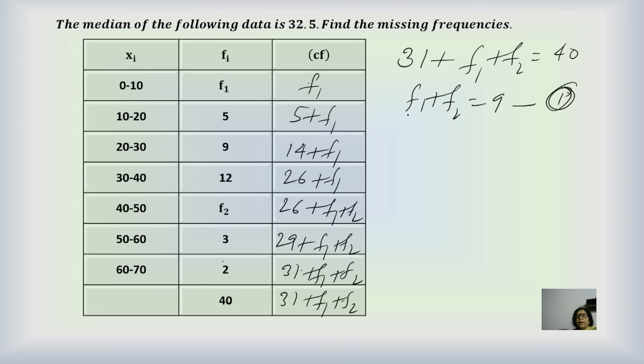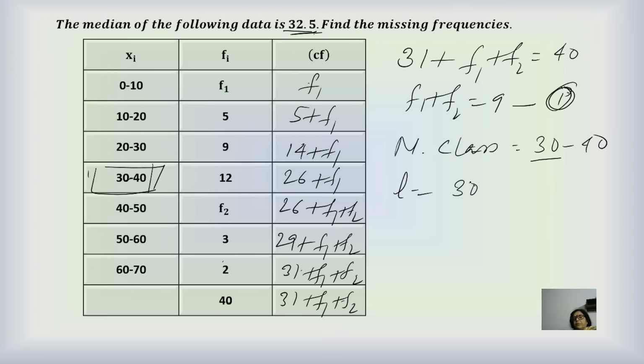Next thing what we do is get back to the formula. Now the median is given 32.5. So with this value, we'll identify the median class. So the median class is 30 to 40. So the lower limit L value, L is 30. Then we have the cumulative frequency of the class preceding it. Cumulative frequency is 14 plus F1. Then the frequency of the particular class is 12. And the h value is 10.